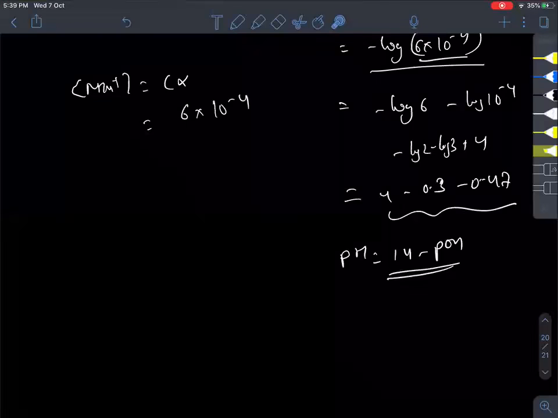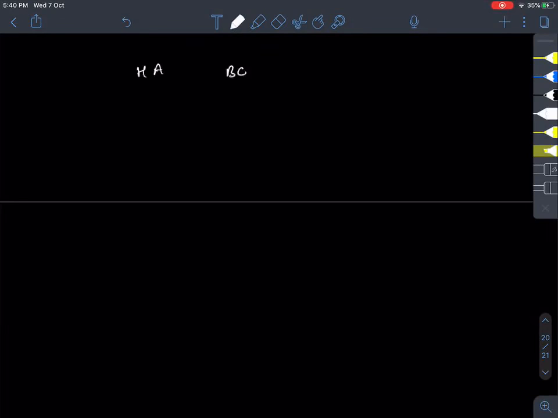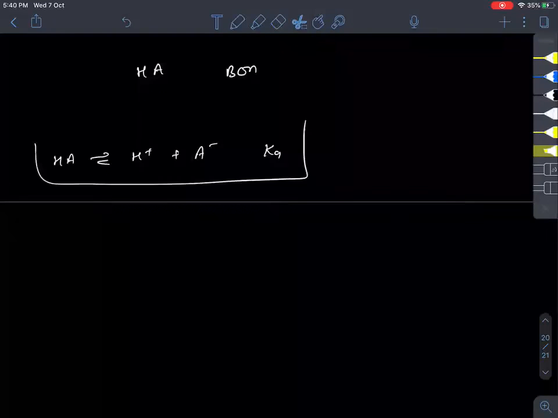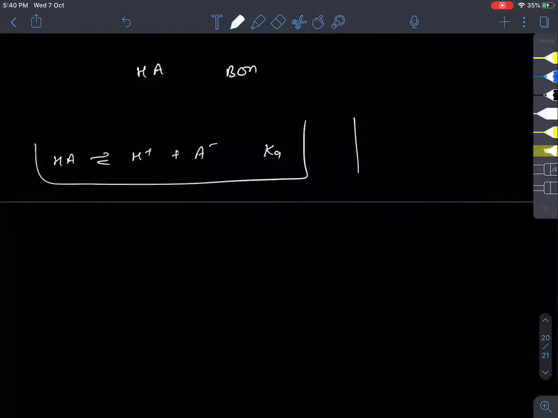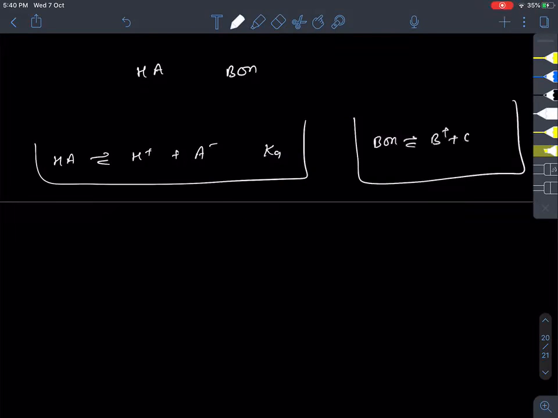Now similarly, the second question I would like to take here is, suppose two different molecules, one is acid HA and another is base BOH, are given to you. That means HA in aqueous solution undergoes ionization like this, with equilibrium constant K, and in some different solution, because they are not taken together, BOH is there, which breaks down into this, and that is Kb.